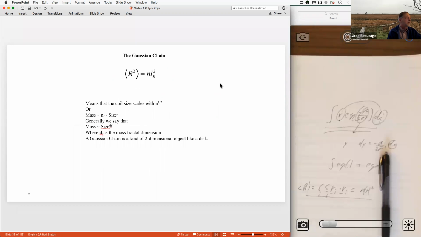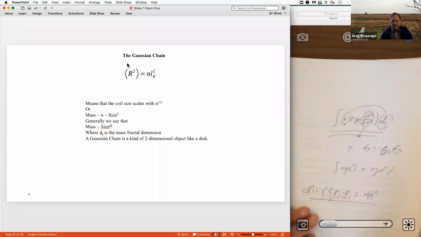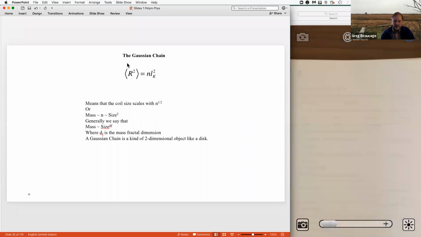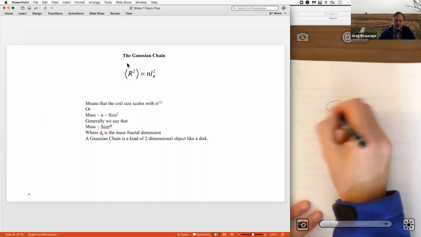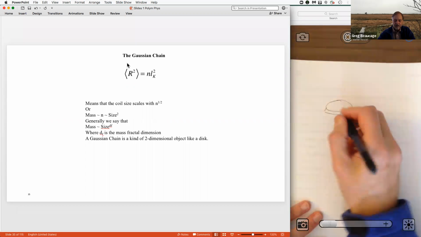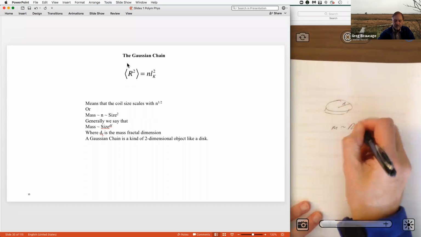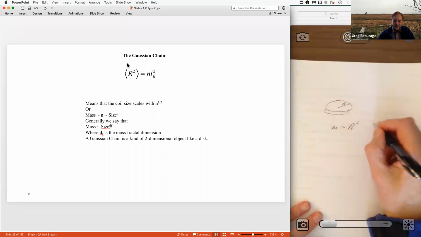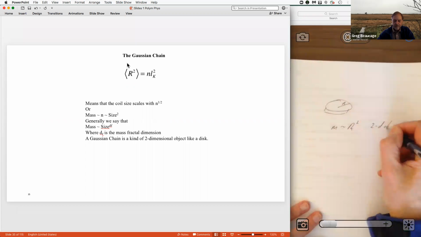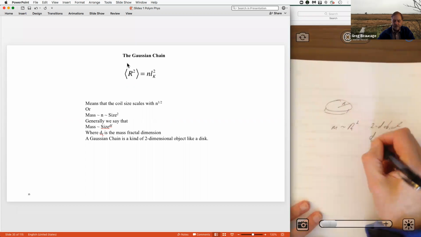So the next thing is to define this thing in terms of its dimensions, right? So what the dimension of this object is. We already kind of mentioned that, but basically, if you have some object like a disk, and you say it's got a radius, then the mass of the disk is going to go with the radius squared. And a disk is a 2D object. So the fractal dimension is 2 for a disk.